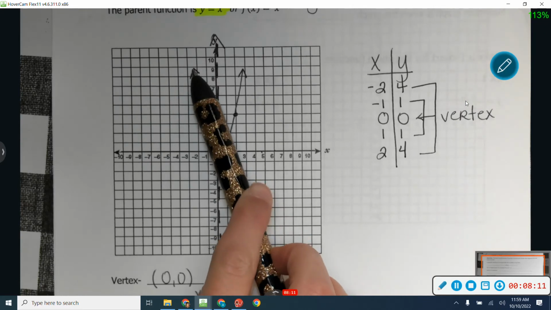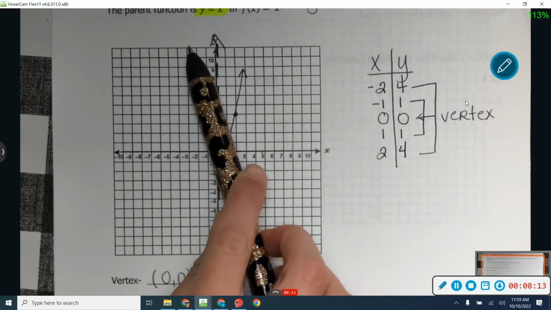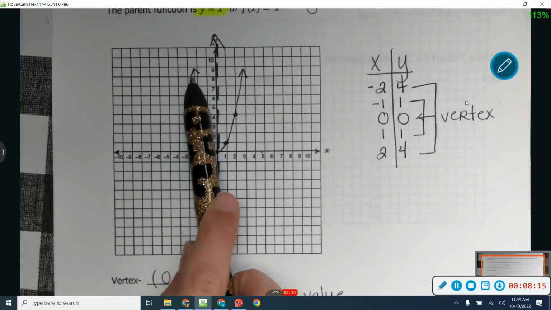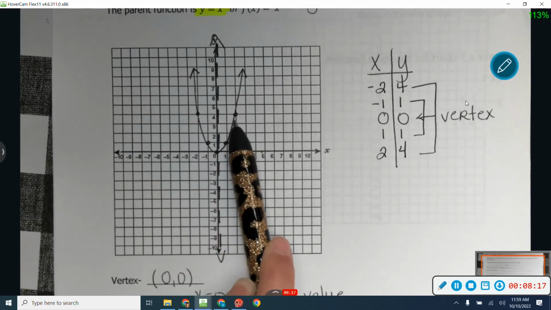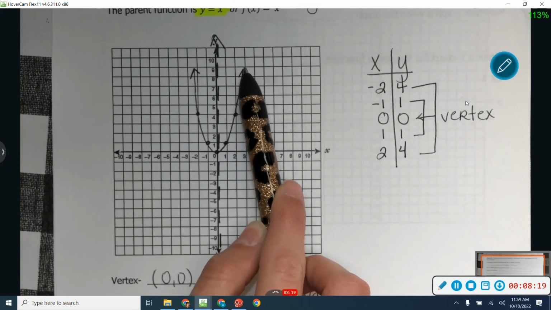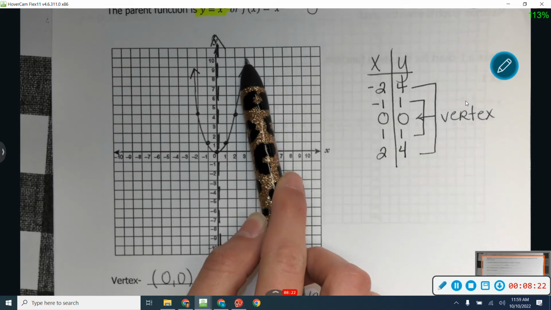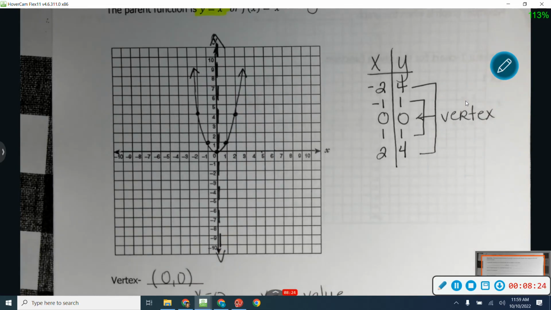Do I have an end point? Because I have arrows. If I go to the right, even though it's going up, I'm still going to the right. Do I have an end point on the right? No, I don't have an end point left or right. So that's going to tell me it's all real numbers.